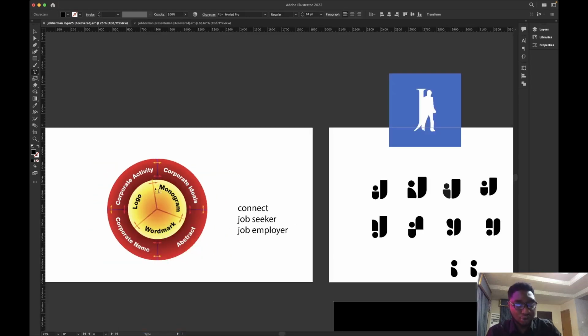Having this knowledge, I decided to go with the Jobberman corporate activity logo, because we already have elements in the brand brief to help us create this logo. So picking out elements from the brand brief: job seeker, job employer, and connect. The next question is, how do we illustrate these 3 things in a simple and effective way?